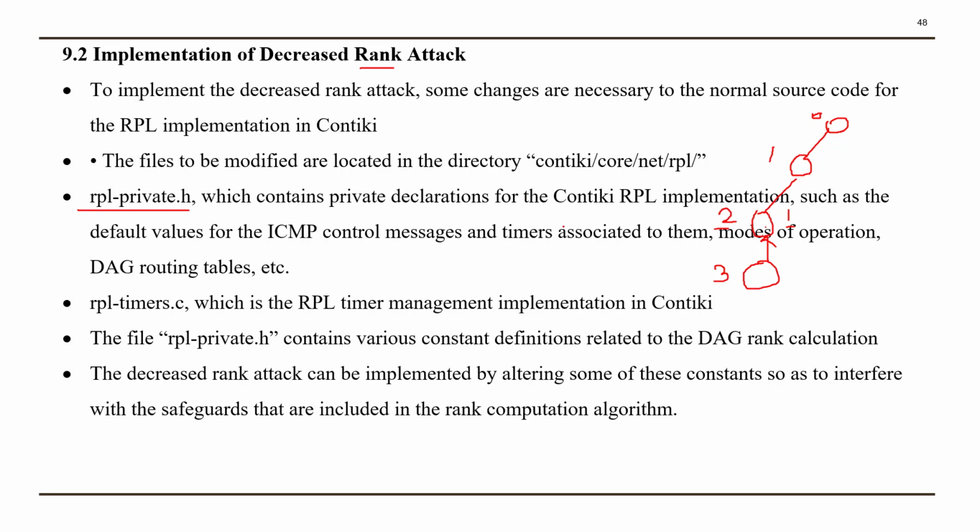How can we implement the rank attack? The file is available in Contiki core net RPL. RPL is a routing protocol. Inside this we have the header file, and in the header file we change the timer. In timer.c as well. These two files we changed, and we are implementing the decreased rank attack.